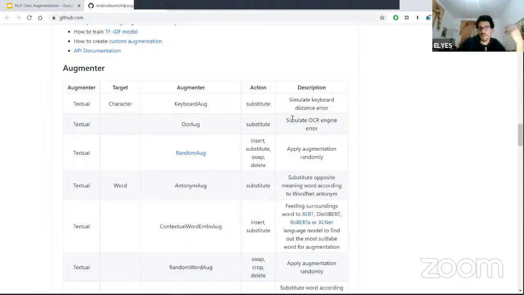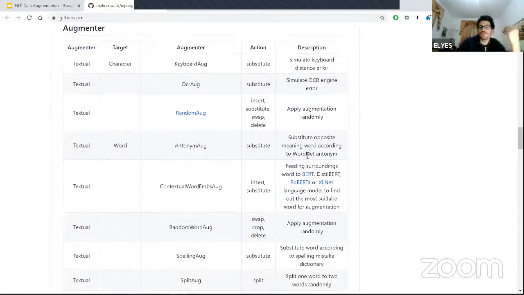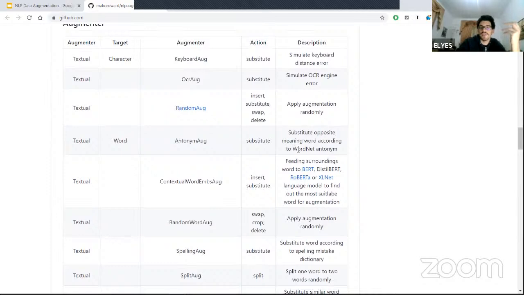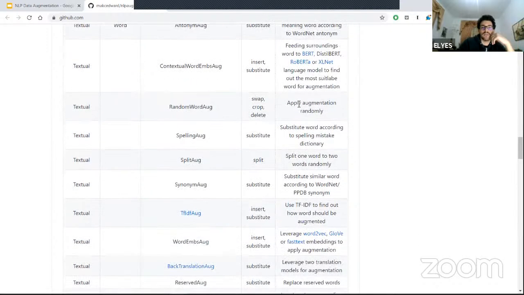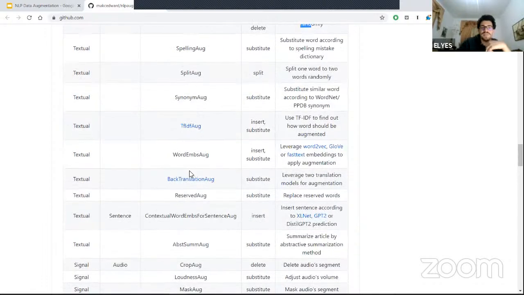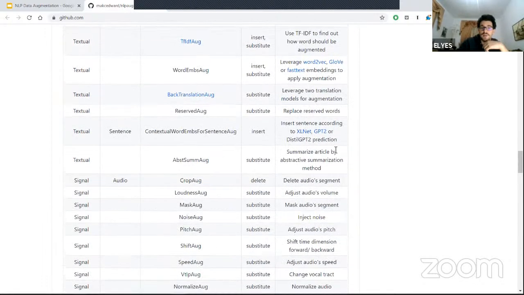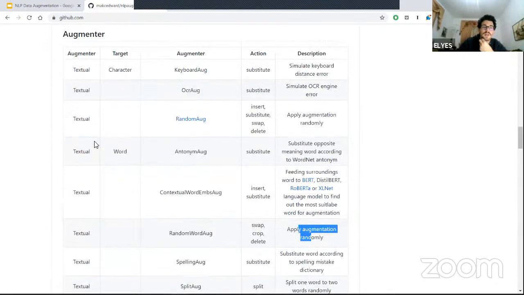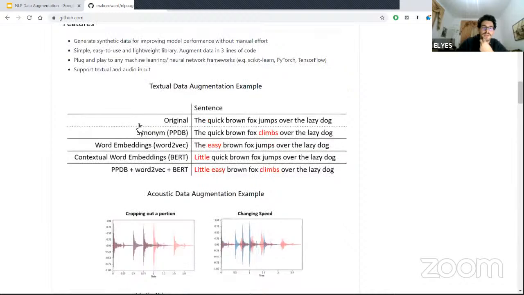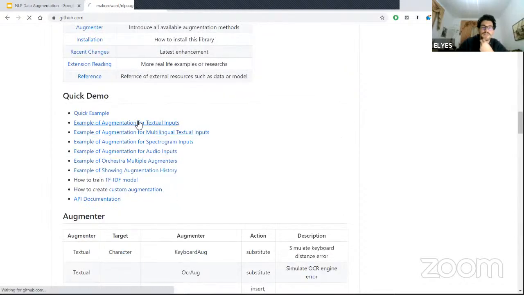Or OCR, if you're working on something else. Word would be the same thing. You can use the WordNet graph if you're working on English. You can use BERT or any transformer in this list to do that randomly, and you can use it with TF-IDF, synonym, splits, etc., and the sentence level the same thing. So it's really easy to use. I would suggest that you take a look. Let me just show you a small example of how you can do that.